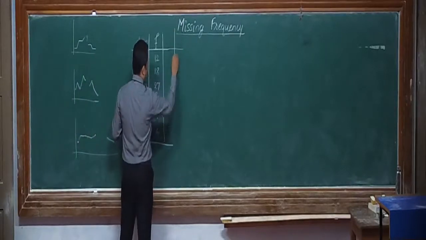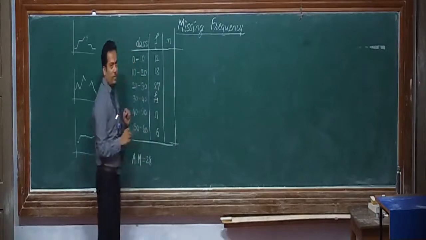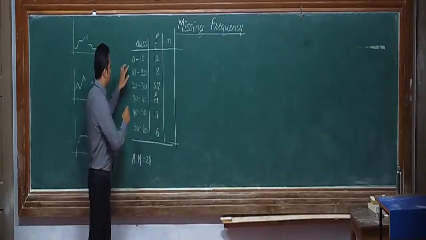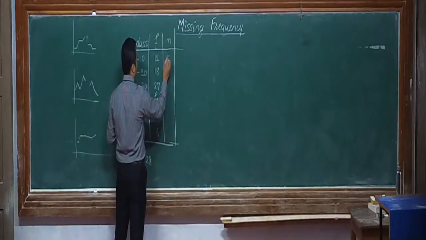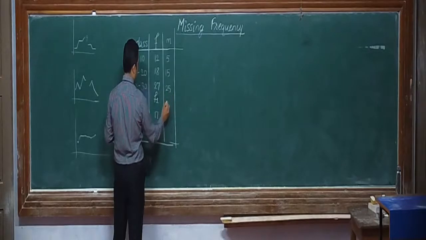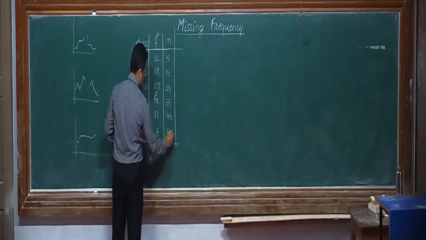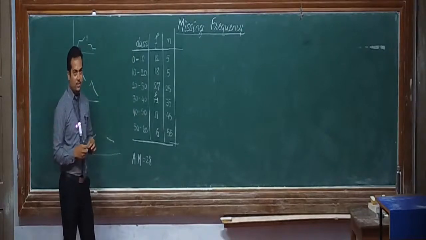So let me add one more column called, say, midpoint. So you know midpoint is lower limit plus upper limit divided by 2. So this gives me the midpoint 5. This gives me 15, 25, these are the midpoints we have calculated.